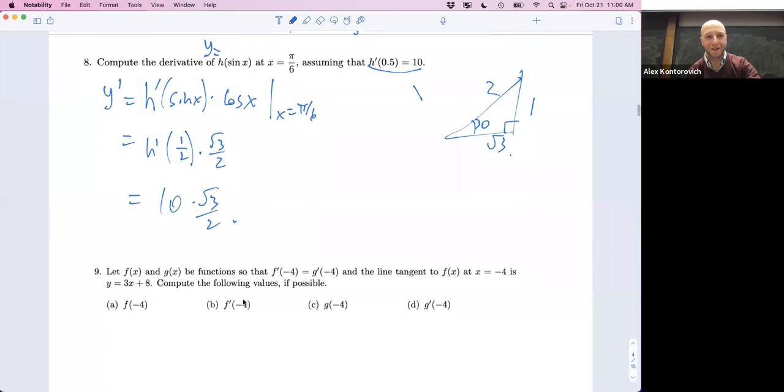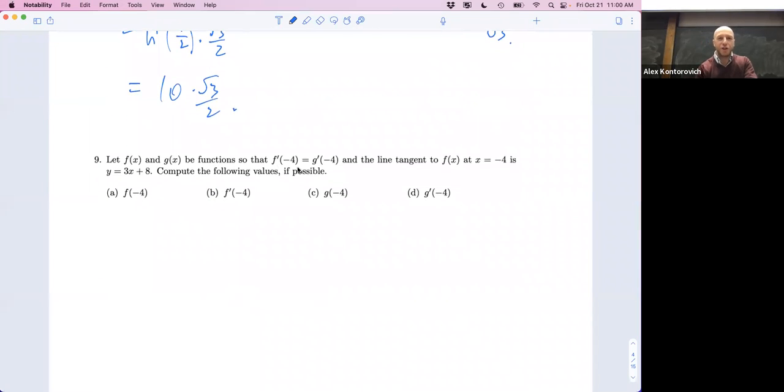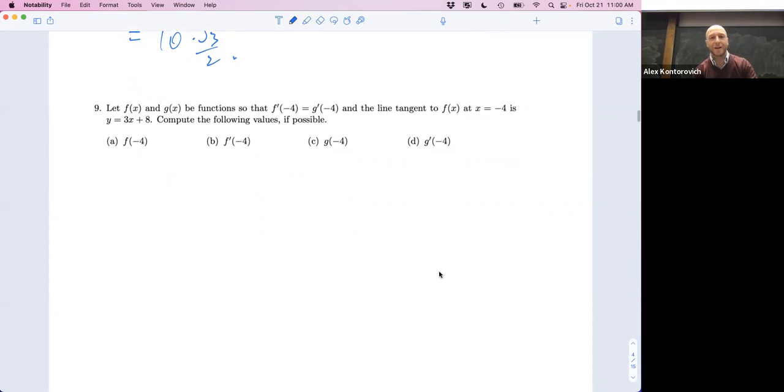Okay. F and G are functions whose derivatives at -4 agree, and the tangent line to f at -4 is given by this. Compute the values if possible. Oh my goodness. Okay. All right.